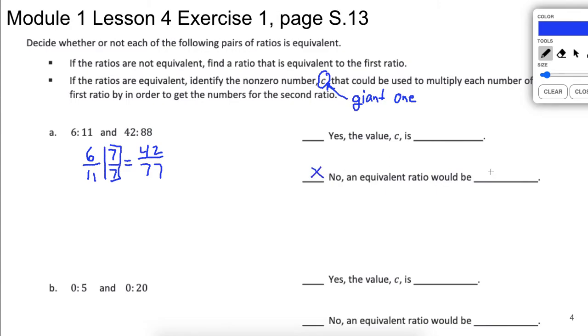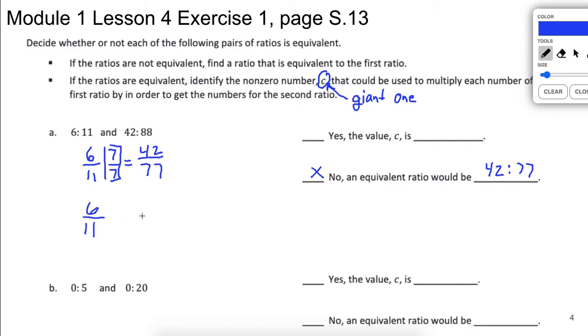So one equivalent ratio would be 42 to 77. Now you could have also said, well, I know that 6 over 11, so 6 to 11.